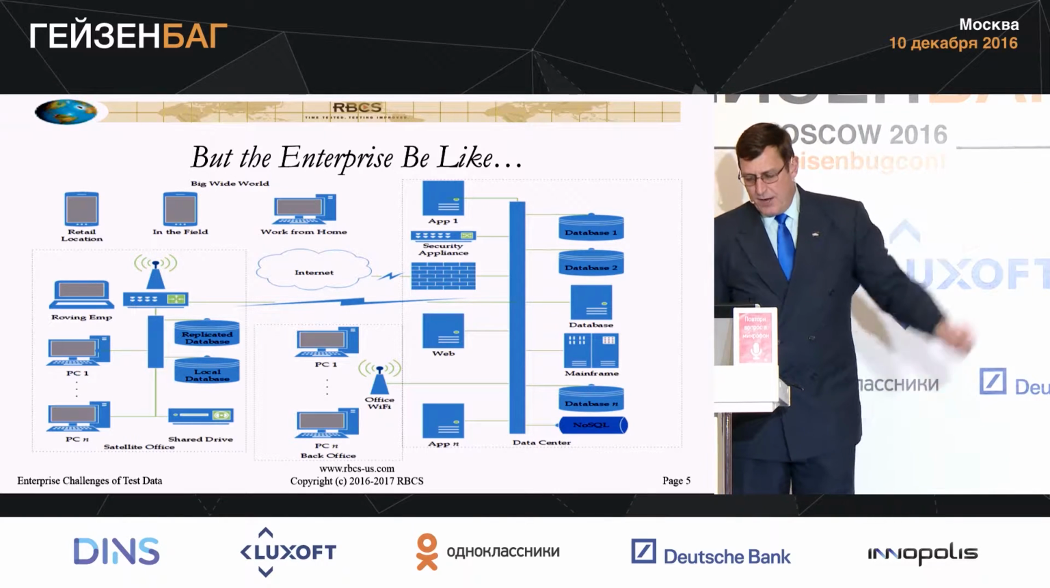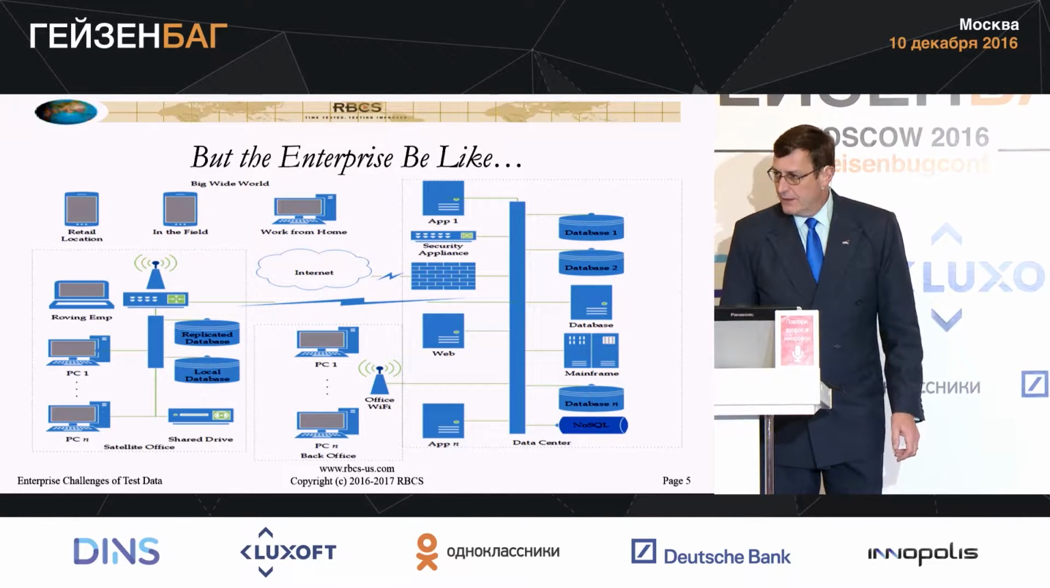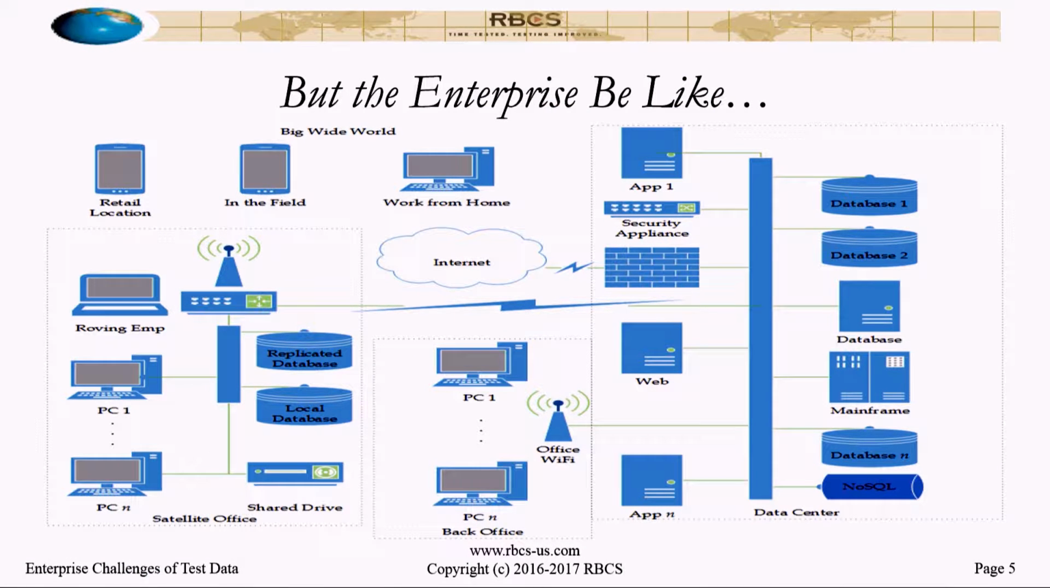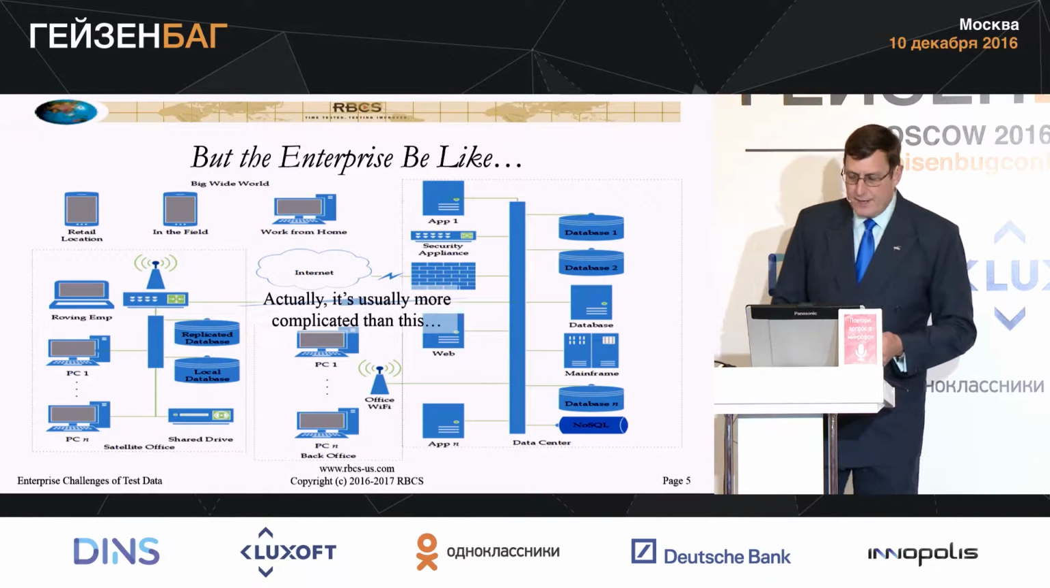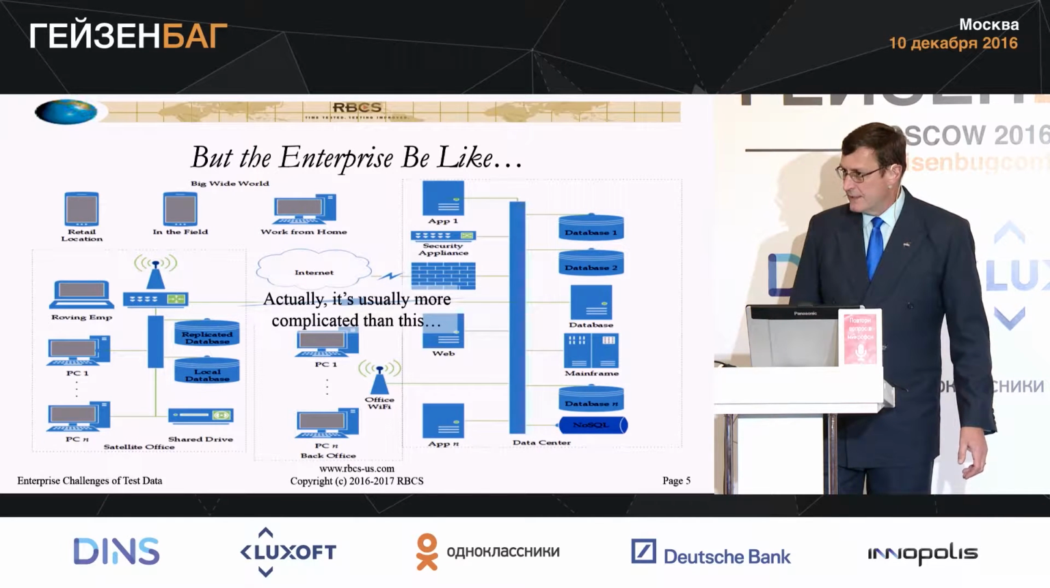So you've got satellite offices. You see a satellite office over there on the left side. You got the data center there on the right side, and there's a lot of stuff in that data center. Notice there's not just one database, there's N databases, multiple databases. There's a mainframe in there. Some of the databases are not relational, so you got some Hadoop or something like that floating around in there. And you've got back office stuff, you got Wi-Fi stuff going on there, you got internet, you've got stuff out in the real world, you got mobile apps that are interacting.